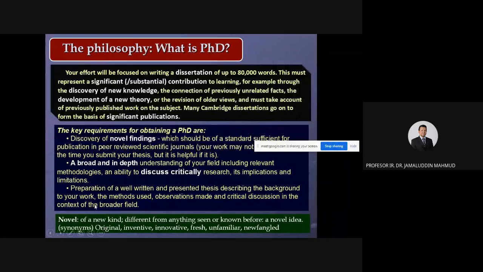And then what's the meaning of novel? When we talk about novel, novel means a new kind, different from anything seen. It's a novel idea. If you look at the synonyms, it means original, inventive, innovative. But usually when we talk about a PhD, we use the term novelty.